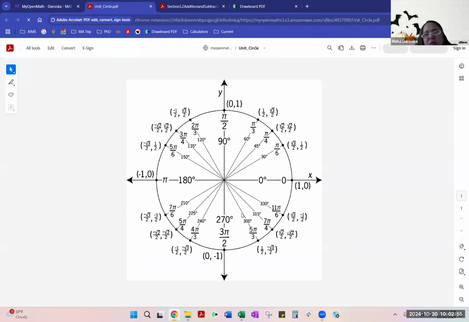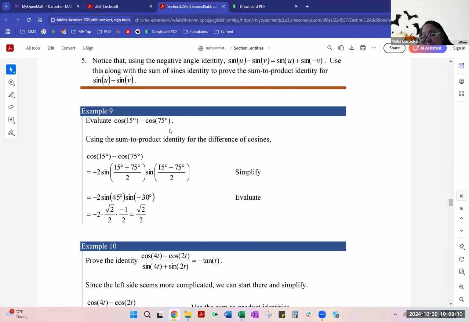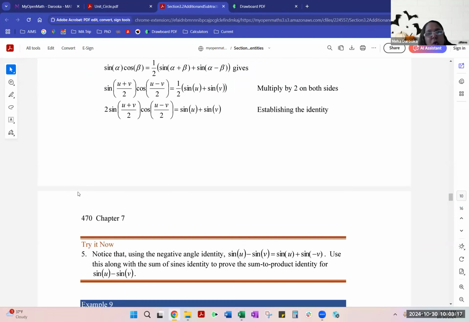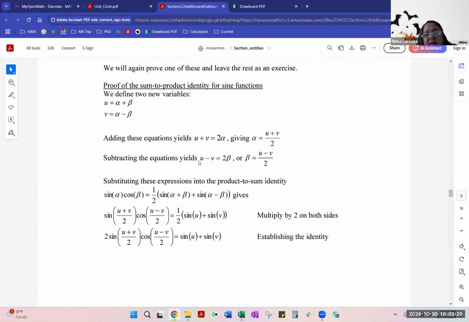So in the unit circle, you will see 15 degrees and 75 degrees are not two of the known angles, right? So it's not like we can just use the values from the unit circle and then evaluate what cosine of 15 and cosine of 75 degrees will be. So, again, we just use this idea of, okay, so cosine with the minus sign, that last identity is going to be -2 sine of (u plus v) divided by 2 multiplied with sine of (u minus v) divided by 2.